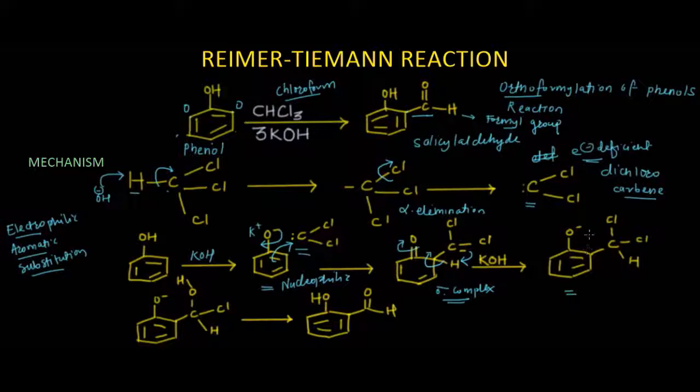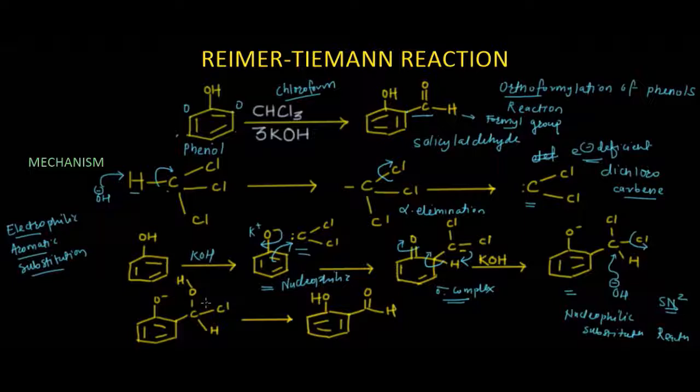It is not as stable, because still there is a negative charge on oxygen. So in next step, what will happen? There is going to be displacement of your chlorine. This is nothing but a nucleophilic substitution reaction. It can be SN2. Okay, so what will happen? The chloride will get substituted by hydroxide.